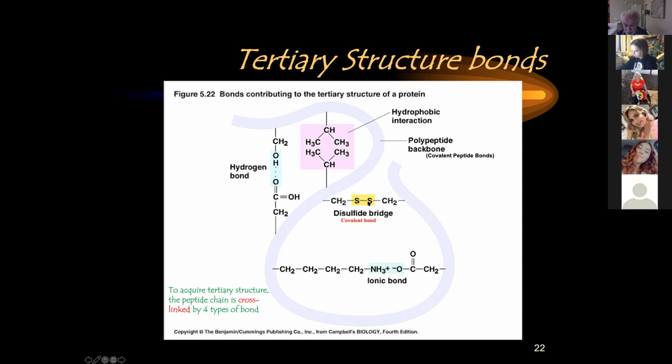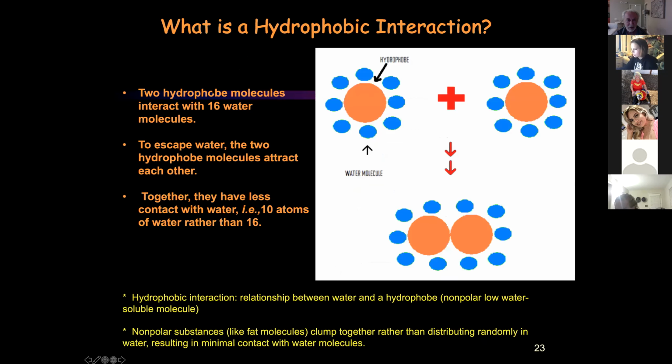Disulfide bridges are significant in that they are covalent bonds and therefore very strong. And then you have this hydrophobic interaction, which is kind of a mysterious attraction that hydrophobic groups have for each other, but it is a force in cross-linking peptide chains. And I'll tell you a little bit about a hydrophobic interaction.